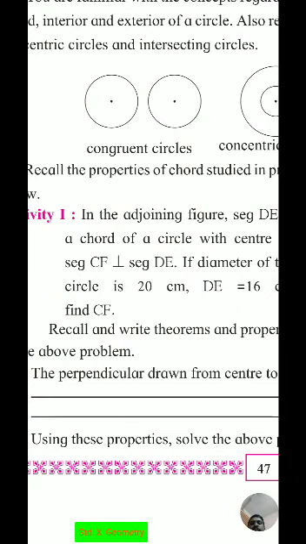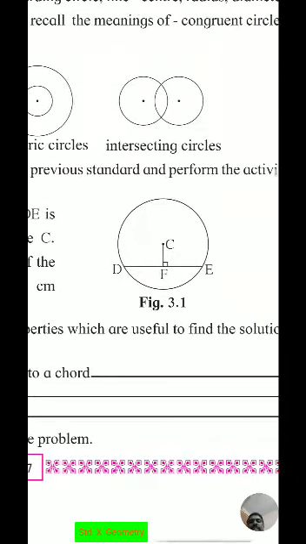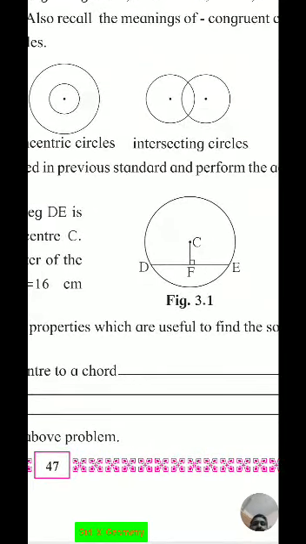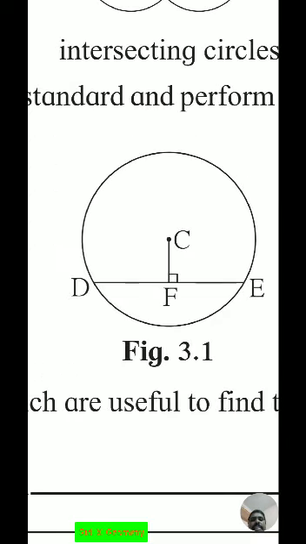The diameter of the circle is given as 20 centimeter, therefore the radius is 10 centimeter because the radius is half of the diameter. We can draw the segments CD and CE. These CD and CE are the radii. That's why CD is equal to CE is equal to 10 centimeter.